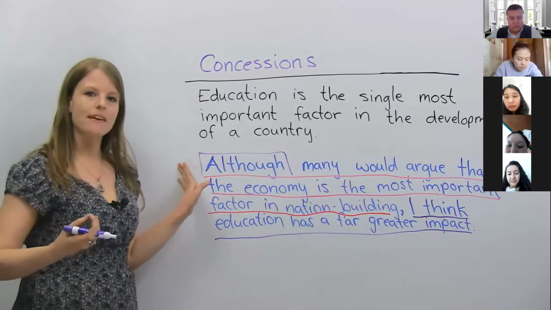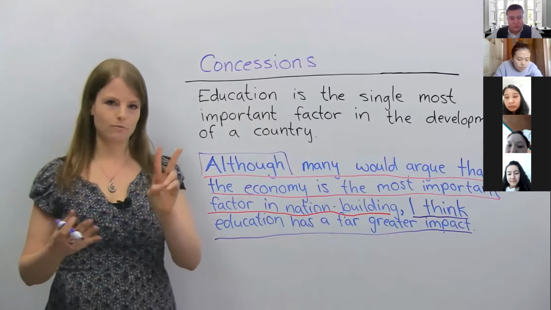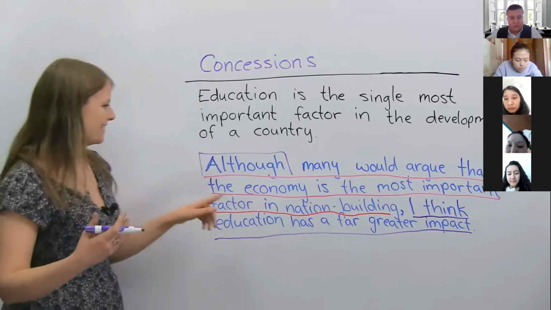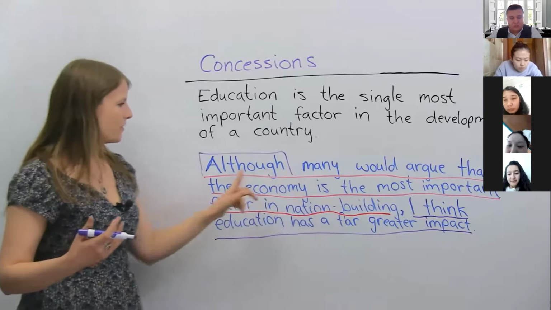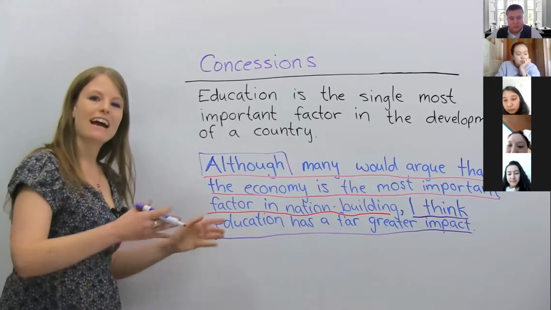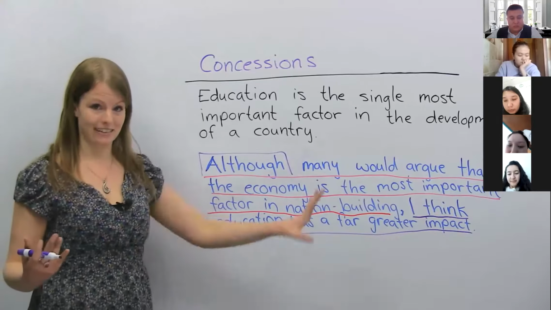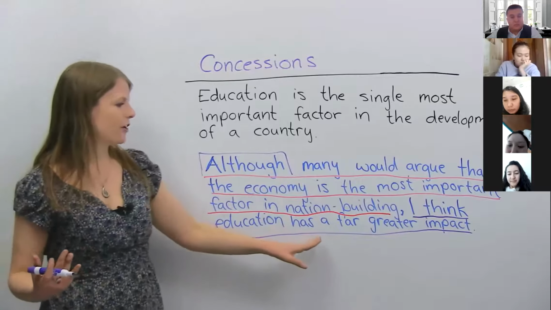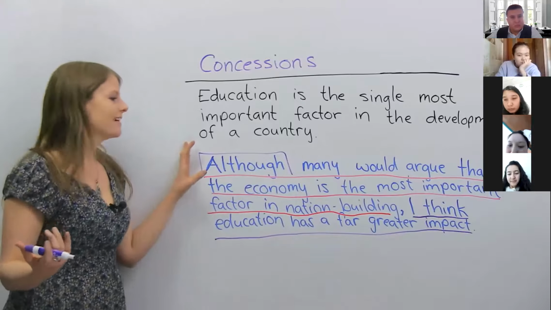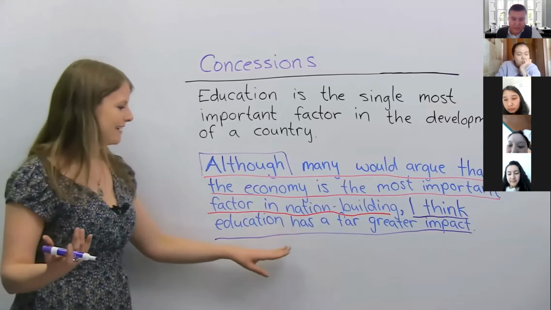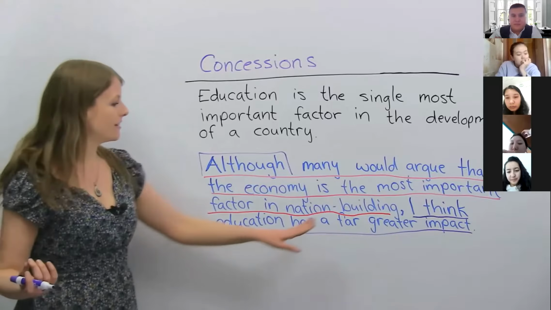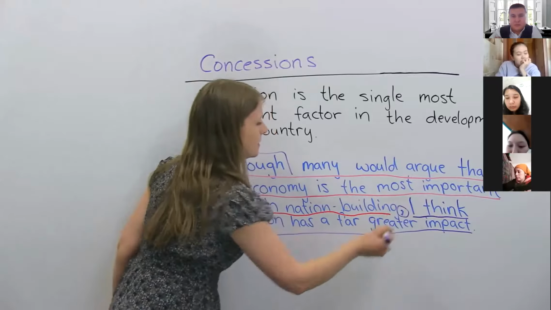although, okay? And you'll notice that this has two clauses. I don't want to get too technical with grammar on you today, but what I mean is, if you see the red part, although many would argue that the economy is the most important factor in nation building, and then we have a second part. So we have two parts to this sentence. I think education has a far greater impact. So the first part of the sentence is in red, and it's the although part. And the second part of the sentence is in purple, okay? And that's, I think education has a far greater impact. And they're separated by a comma.